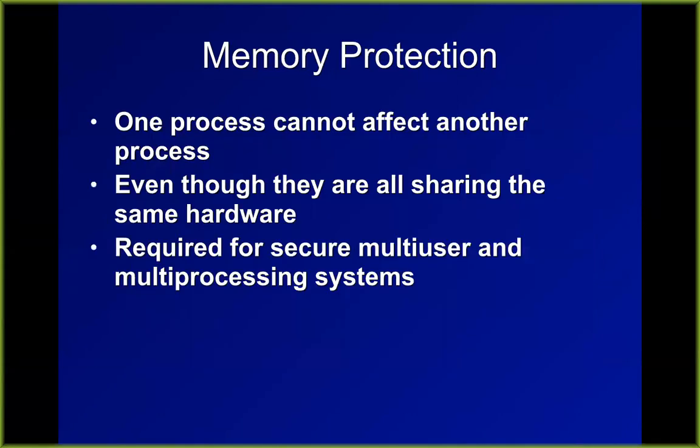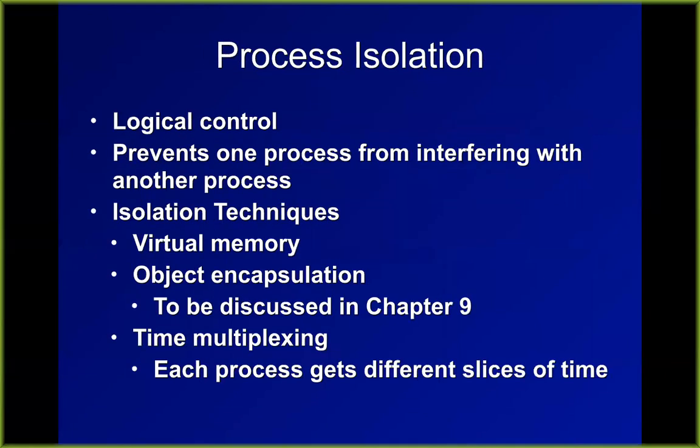One process cannot affect another process. This is the plan. Each process is allocated a certain amount of memory, and it's not allowed to write on somebody else's memory. This is called process isolation, and it's done typically with virtual memory. There are some other techniques like object encapsulation.